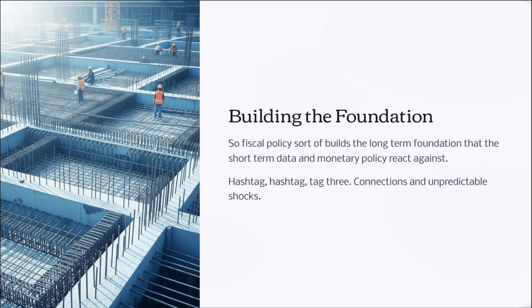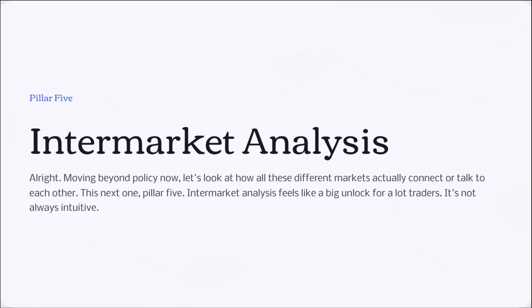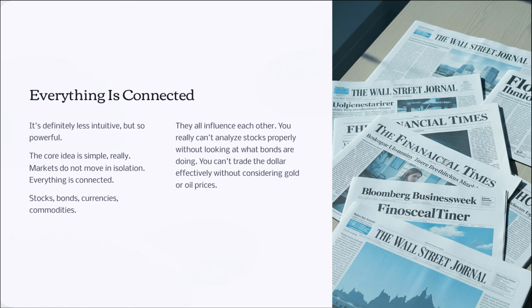3. Connections and unpredictable shocks. All right, moving beyond policy now, let's look at how all these different markets actually connect or talk to each other. This next one, Pillar 5. Intermarket analysis feels like a big unlock for a lot of traders. It's not always intuitive. Definitely less intuitive, but so powerful.